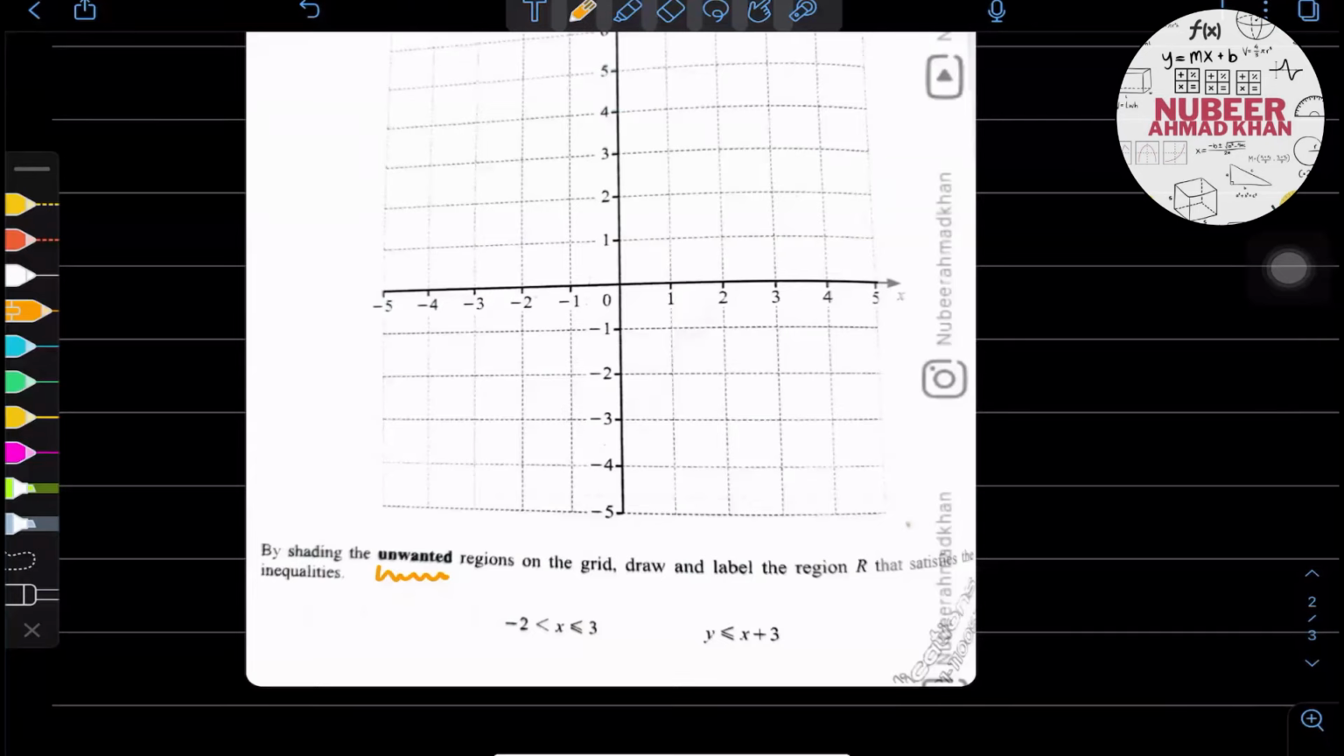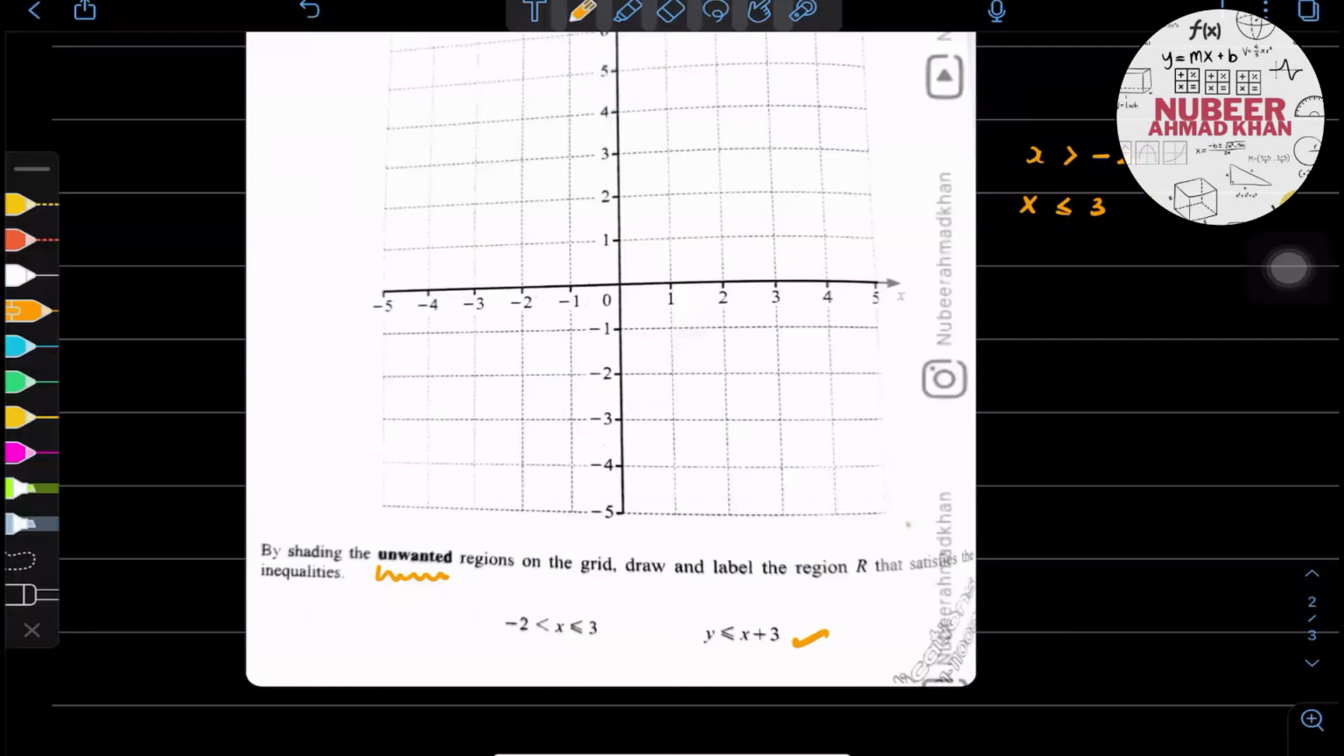X is greater than minus 2, x is less than or equal to 3, and y is less than or equal to x plus 3. Okay, x is greater than minus 2, x is less than equal to 3, और third one क्या था? Y is less than or equal to x plus 3. Okay, ये तो लिखी हुई है. Now what next?